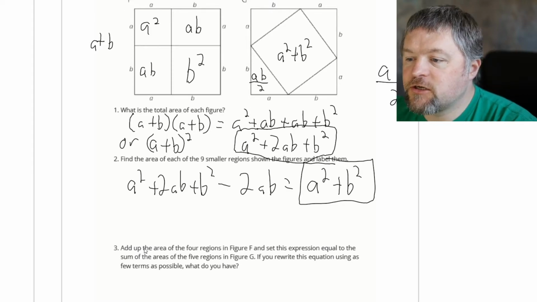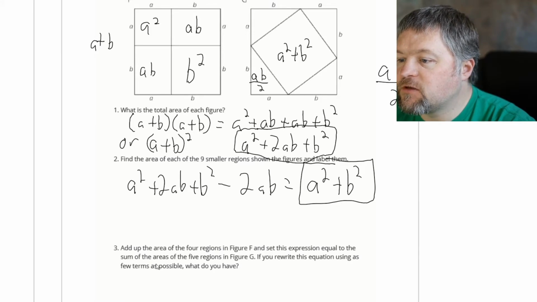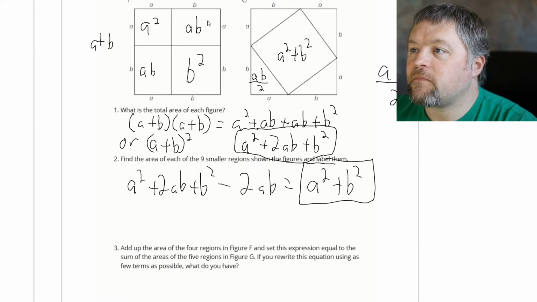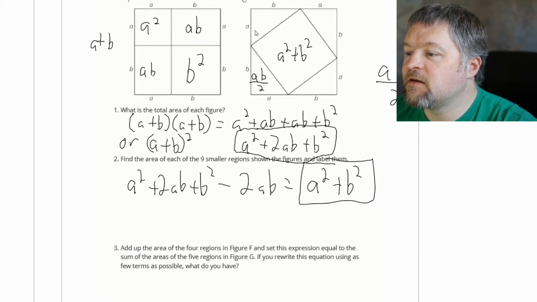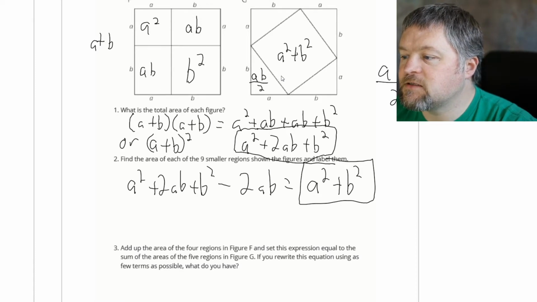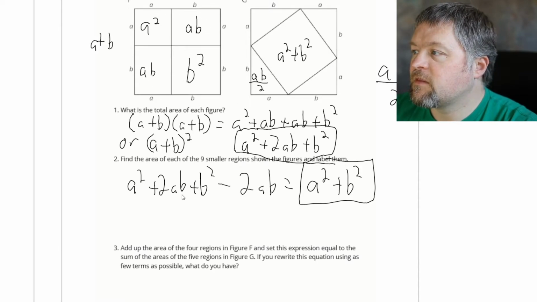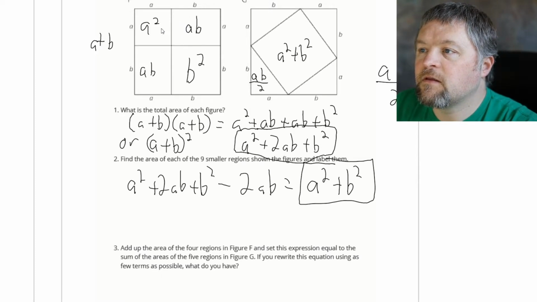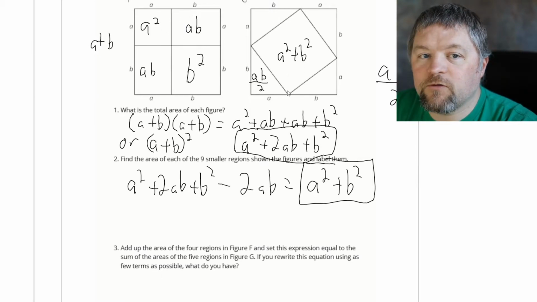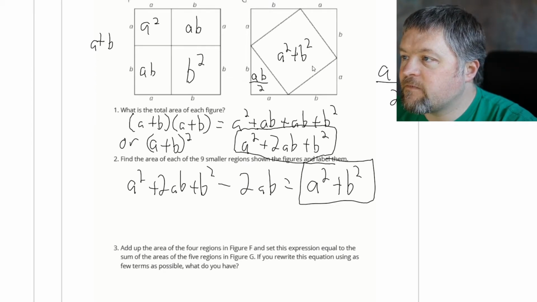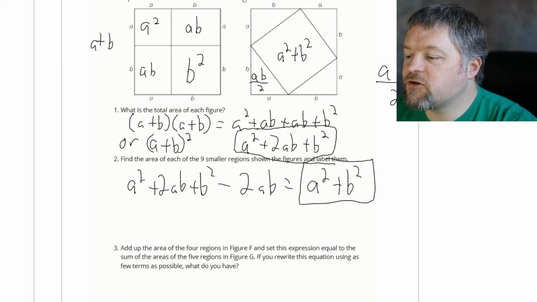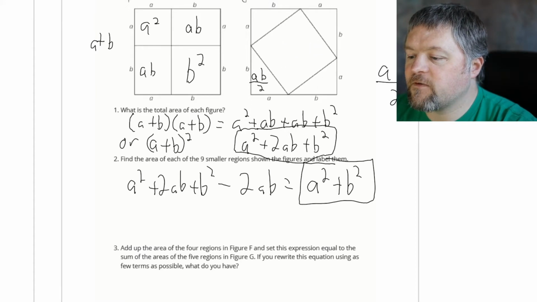Okay, our next question says add up the area of the 4 regions in figure F and set the expression equal to the sum of the areas of the 5 regions in figure G. So if we add up all of these and set it equal to all of these, we know that those have to be equal to each other. Now, let's try to modify what this looks like a little bit first.